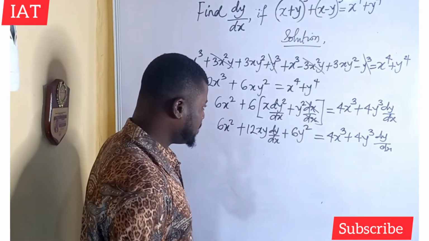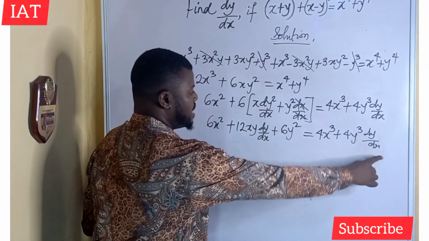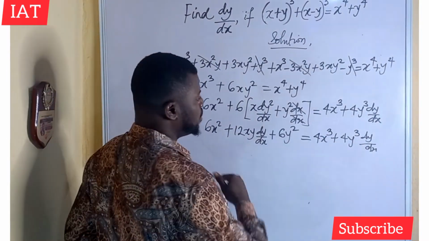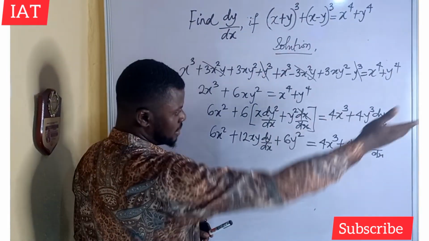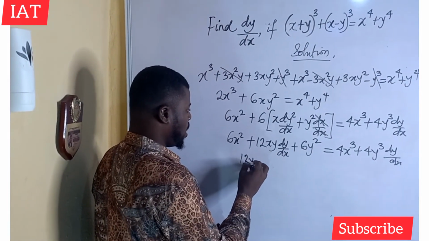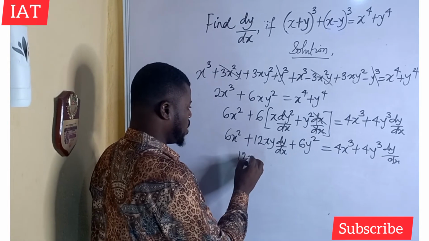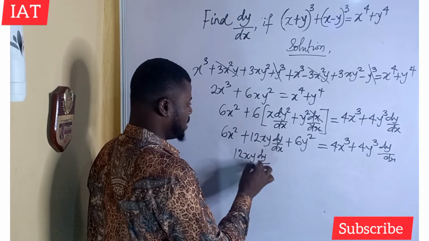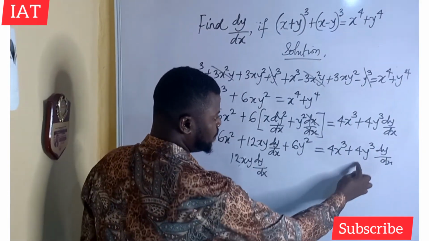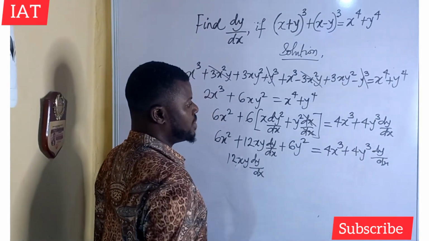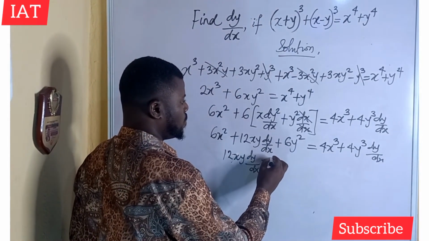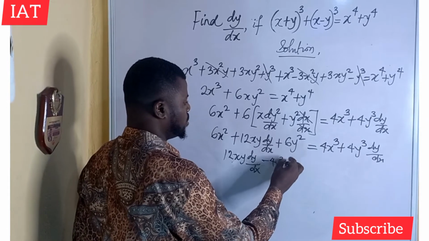What do I mean by like terms? The terms that contain dy over dx, we are going to group them. The ones that do not have dy over dx attached to them should also go to the next part. So if I bring this close to this, I will have 12xy dy over dx, and I'm going to subtract this. If this 4y cubed dy over dx crosses to the left, we have minus 4y cubed dy over dx.